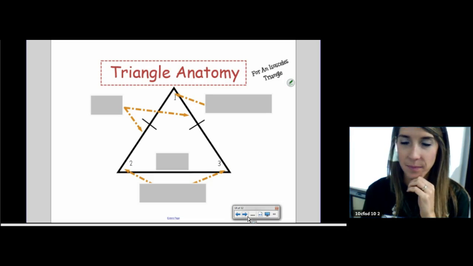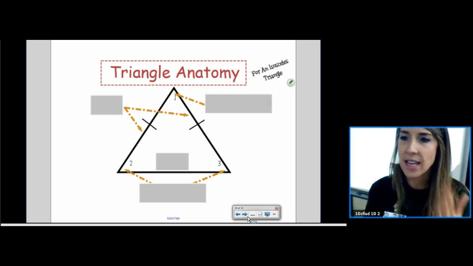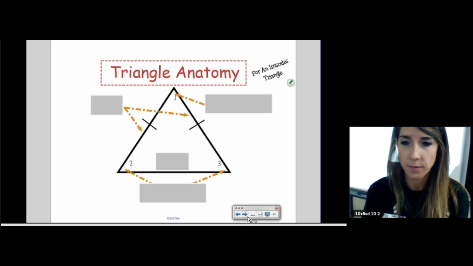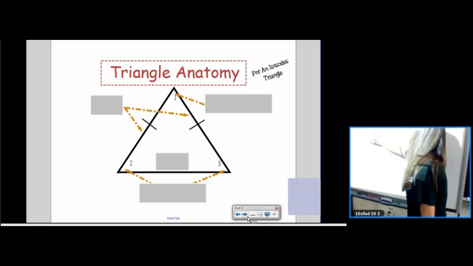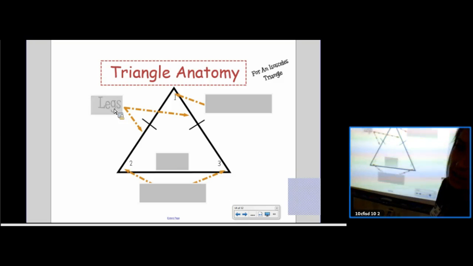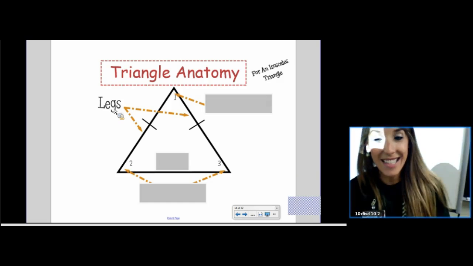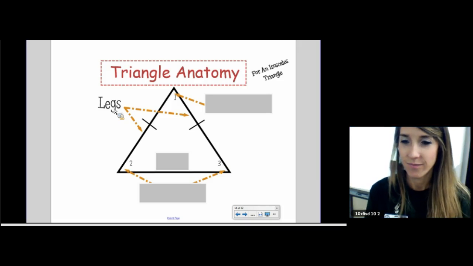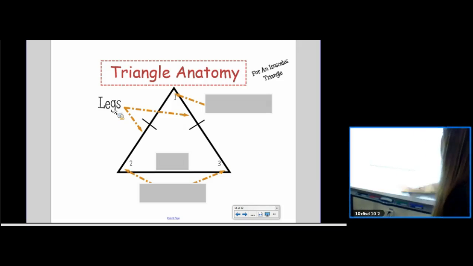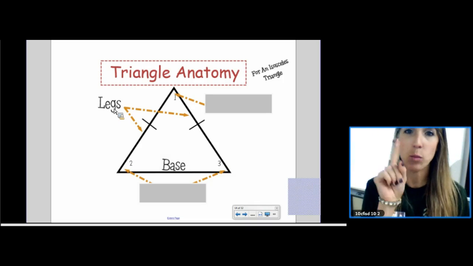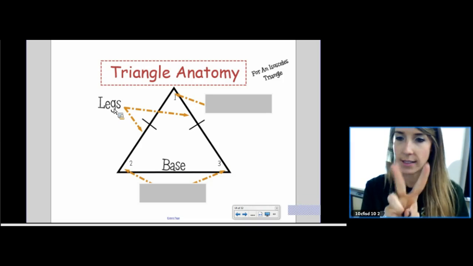Triangle anatomy. Let's start with the easiest one. The two sides that have tick marks, what are those sides called? Sharon first, good job. Those sides that have tick marks are called legs. Awesome. What is the side called that does not have a tick mark? Awesome. The side that does not have a tick mark is called the base. So an isosceles triangle has one base and 2 legs. One base and 2 legs.